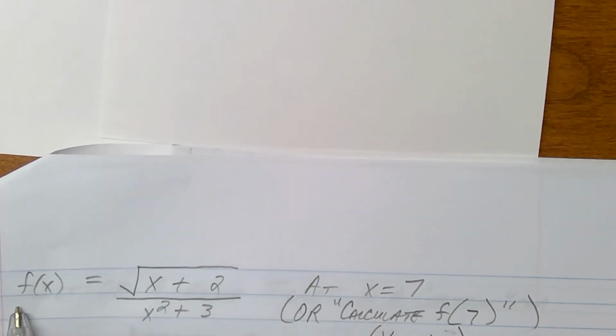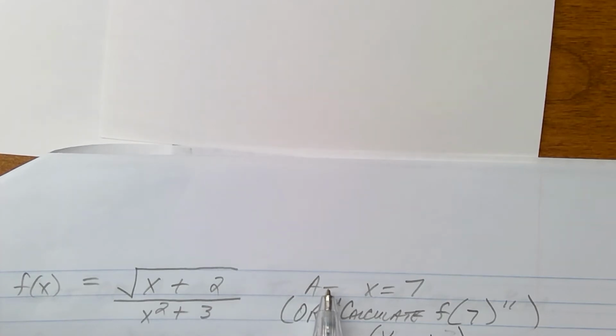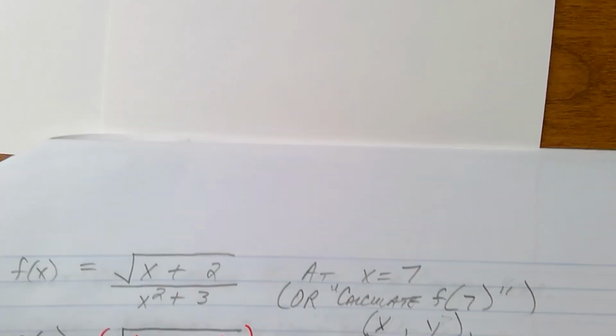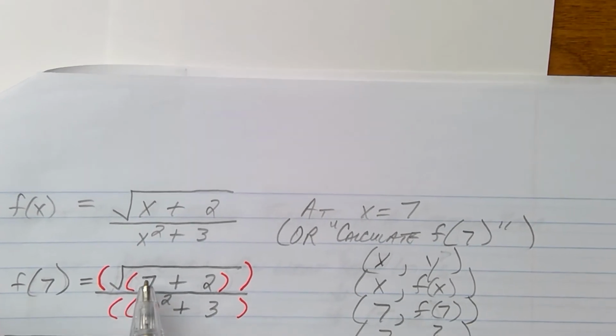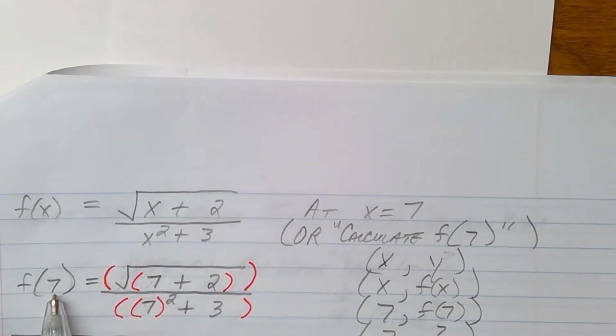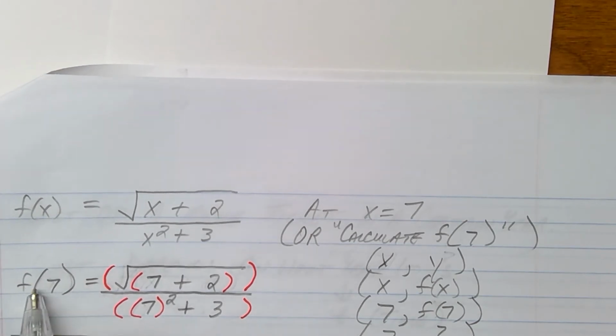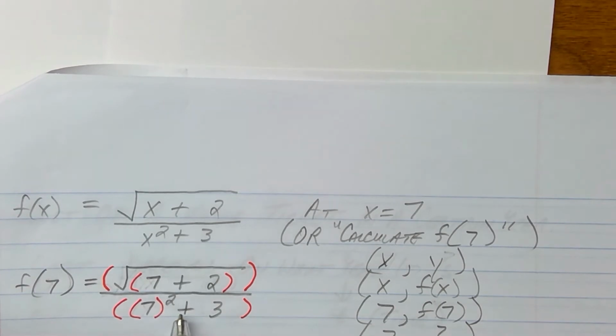So maybe I want to know what this function is at x equals 7. I want to calculate f of 7. I want to know what the function produces when x is 7. All right, here's what it's going to look like. F of 7, we're replacing the x with 7. F of 7 is, and then look, I have the exact same thing down here, but I changed this x to 7, and I changed this x to 7.